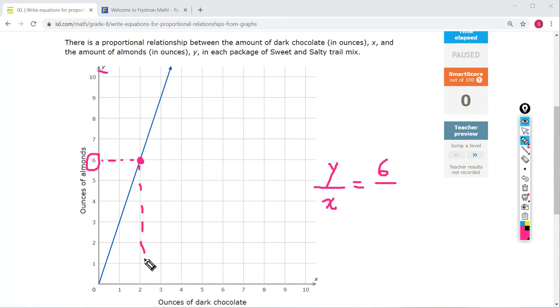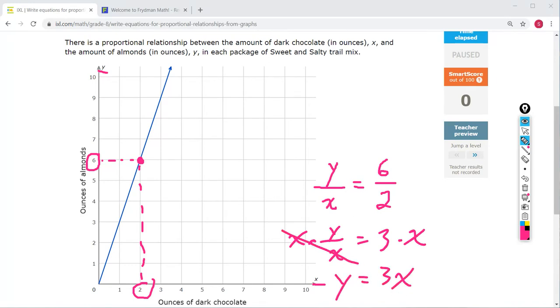And the X coordinate was 2. And we can do 6 divided by 2 is 3. So let me rewrite the whole thing as Y over X equals 3. And then I'll just multiply both sides by X. And that cancels out there. And then we have Y equals 3X. And that is our answer.